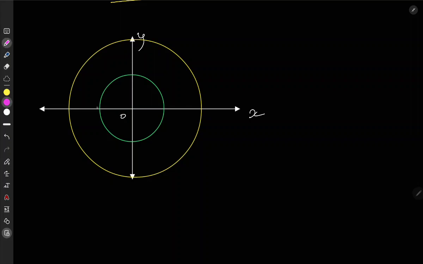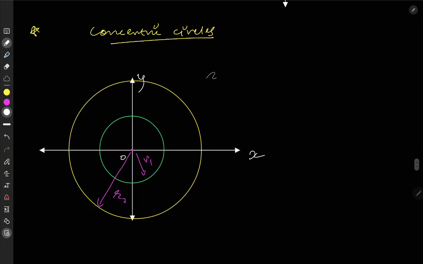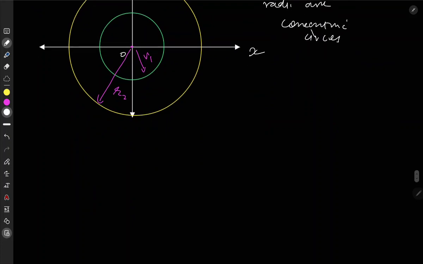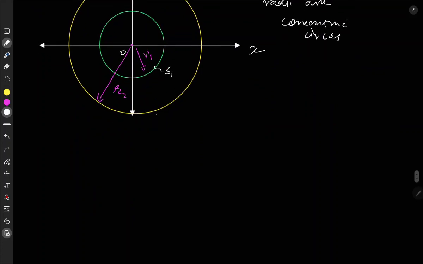Now the origin is the center, and the first circle has radius r1 while the second one has radius r2. The circles which have the same center but different radii are concentric circles. We can see this is S1 and this is S2. This is just a denotation.